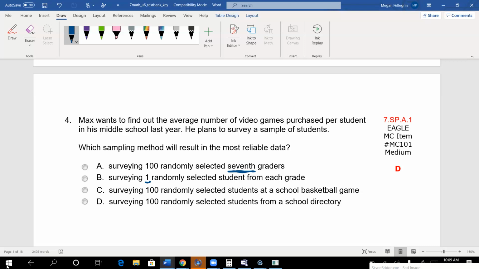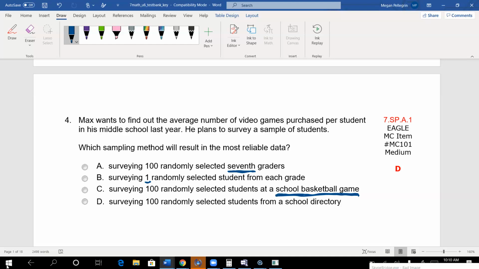C, surveying 100 randomly selected students at a school basketball game. Okay, so because it's at a school basketball game, that is biased on people who attend the school basketball game. It's not including anybody at school. It's not choosing randomly anybody at the school. It is only looking at those people who happen to attend a basketball game. And if you don't attend the basketball game, then your opinion couldn't be counted.